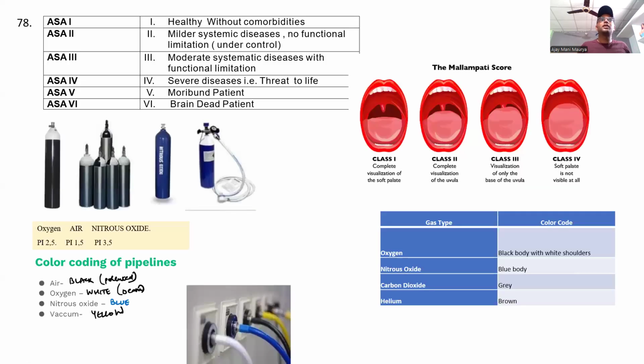And also, guys, in anesthesia, there is the American Society of Anesthesiologists, ASA, classification. See, these are the grades. Grade 1 is healthy without comorbidities. Grade 6 is brain dead. First is healthy, last is dead. Second is mild, third is moderate, fourth is severe disease, and fifth is the moribund patient, about to die. So guys, please remember this classification.